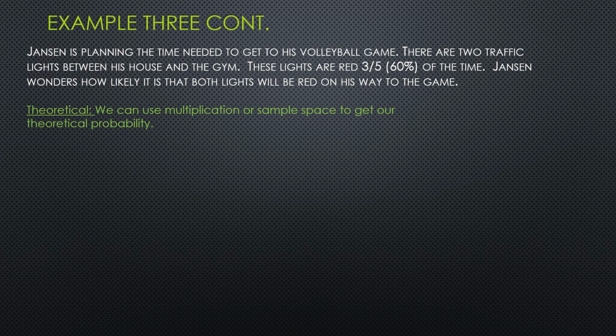So it says these lights are going to be red 3/5 or 60% of the time. So that means that light 1, let's call it here, is going to be red 3/5 of the time, and light 2 also has the probability of being 3 out of 5 red. Well, the probability of them both being red, we still have to multiply them together. That's our theoretical probability. So 3 times 3 is 9, and 5 times 5 is 25.